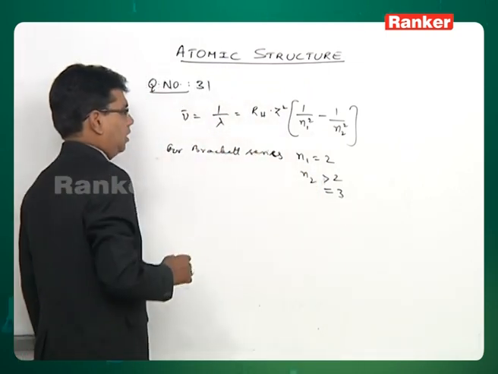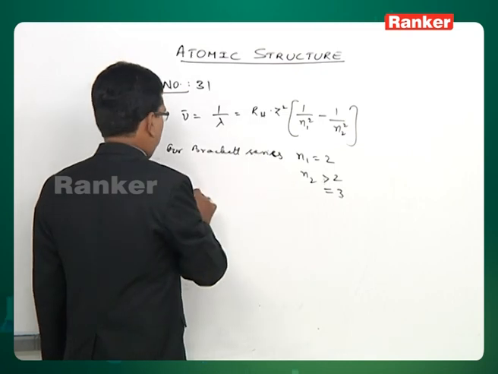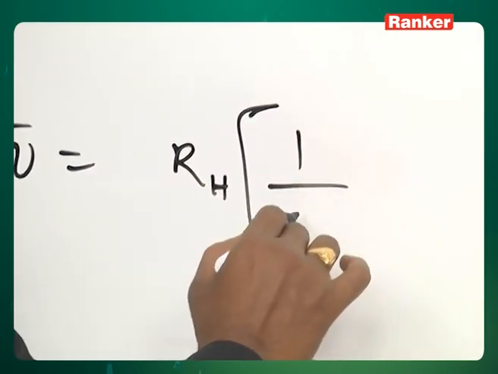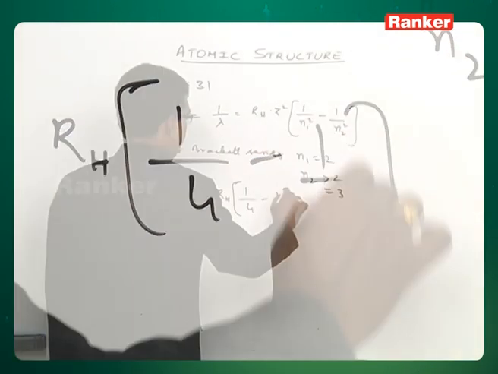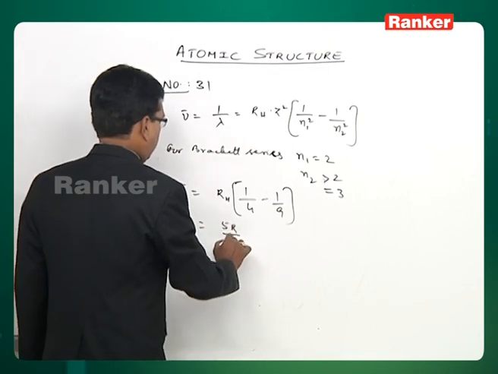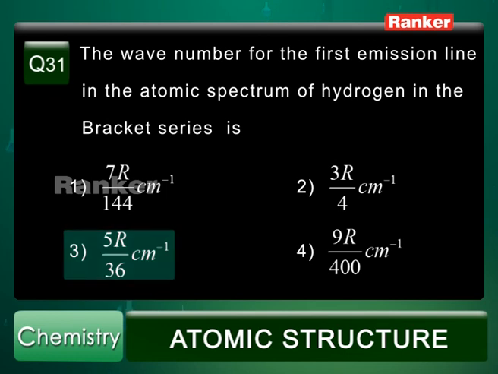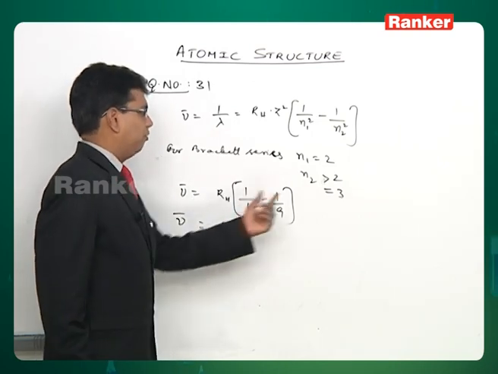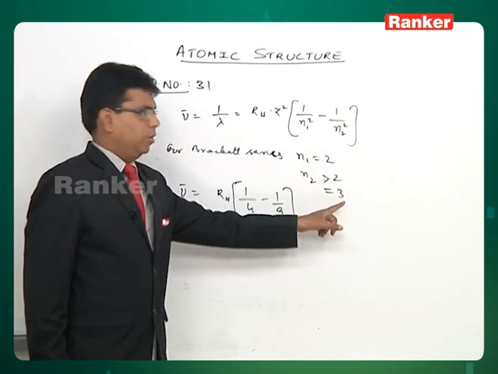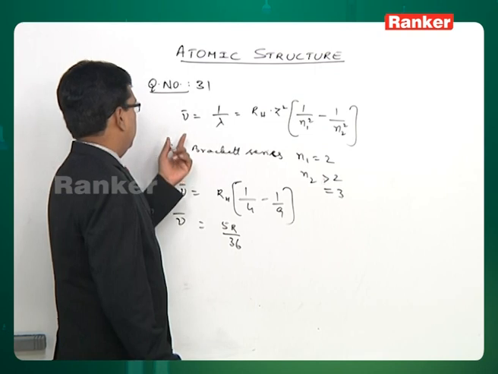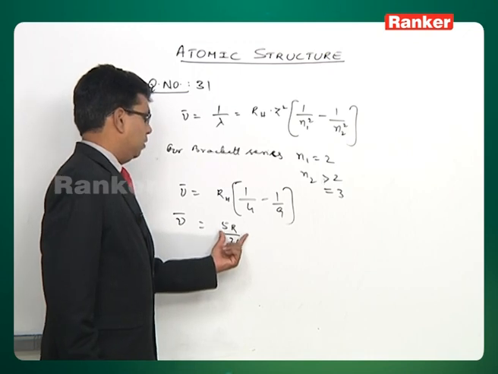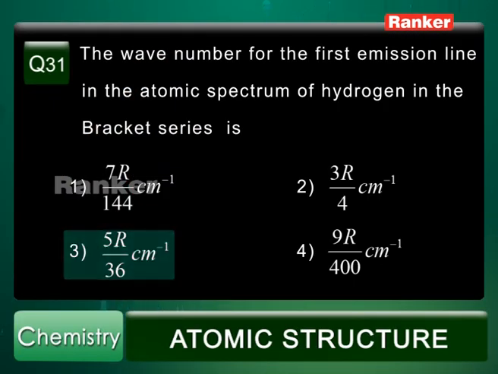So N1 equals 2 and N2 equals 3. When you substitute, nu bar equals RH into Z, and for the hydrogen atom Z is equal to 1. So it is 1 by 4 minus 1 by 9. So this is 5R by 36. So 5R by 36 is the correct answer for nu bar. So from this relation, the wave number for the first emission line in the Brackett series of hydrogen atom will be 5R by 36. So the correct answer is option 3.